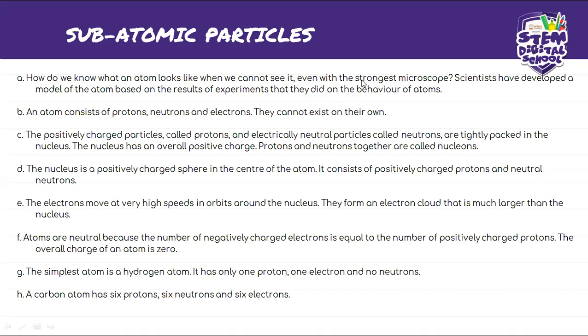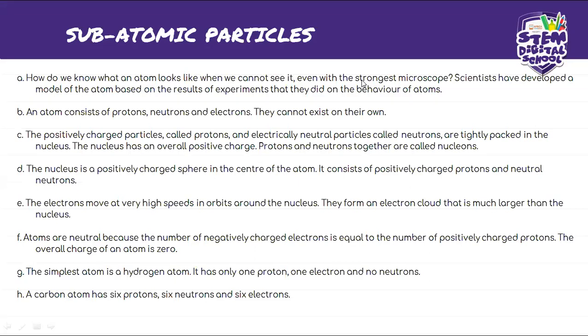All right, let's continue. The nucleus is a positively charged sphere in the center of the atom. It consists of positively charged protons and neutral neutrons. The electrons move at very high speeds in orbit around the nucleus. They form an electron cloud that is much larger than the nucleus. Atoms are neutral because the number of negatively charged electrons is equal to the number of positively charged protons. The overall charge of an atom is zero.